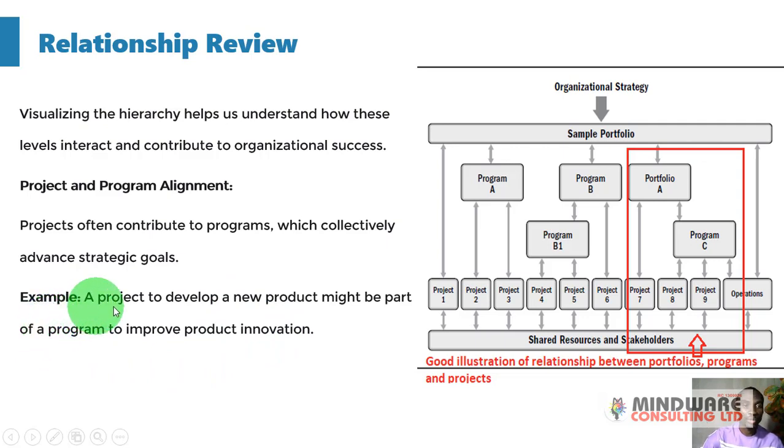Now, as an example, a project to develop a new product might be part of a program to improve product innovation. At the organizational strategic level, there's a drive for product innovation, coming up with better products that can help solve problems faster and cheaper. That's in a nutshell product innovation. That's a program at the organizational strategic level. You now have a set of projects aimed towards developing that new product, which make up the program. So that is a very good example of the alignment and relationship between projects and programs.